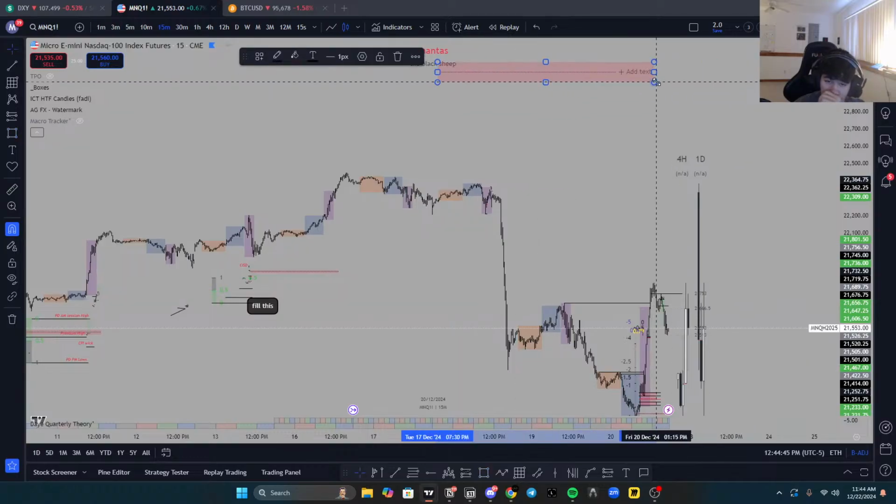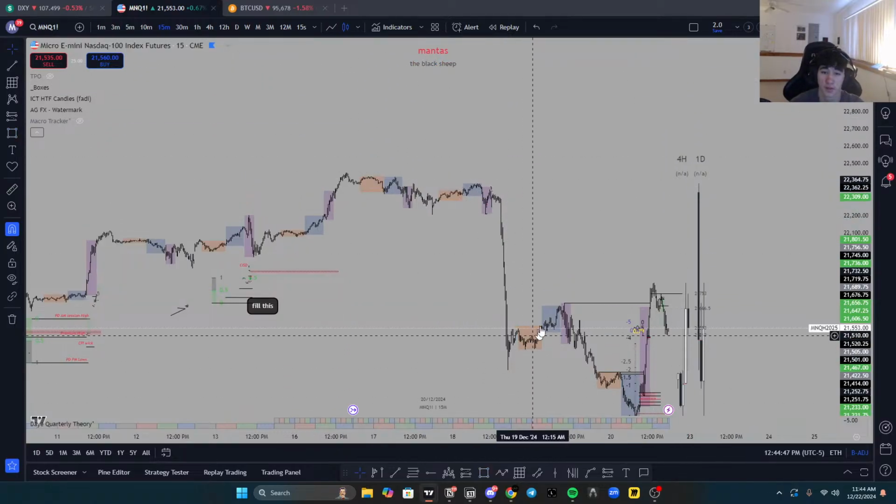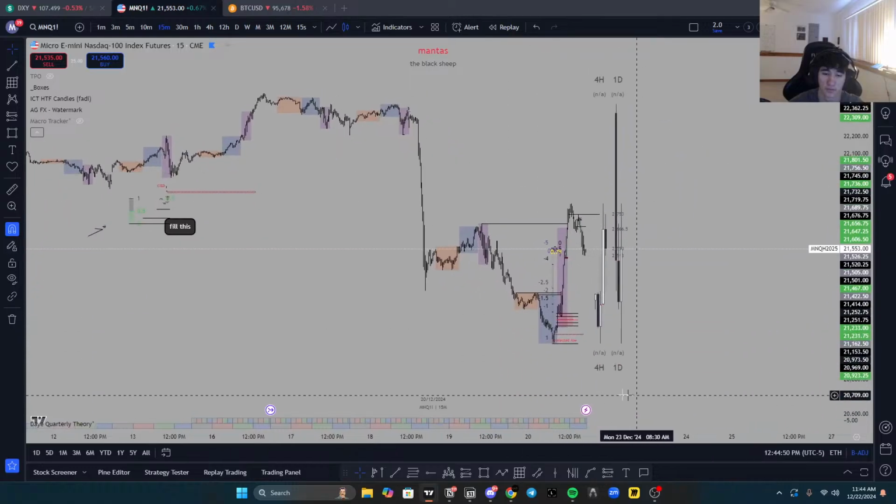From Wednesday all the way until Friday. Just determine how it is, because you can see power 3 lower, power 3 lower, power 3 higher, which is just our weekly power 3.